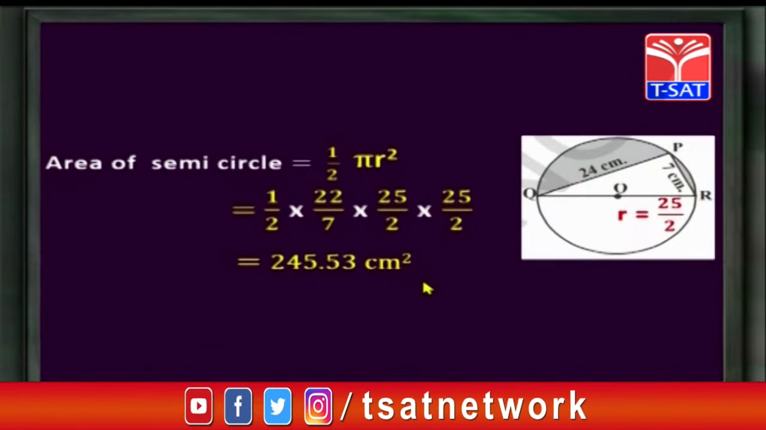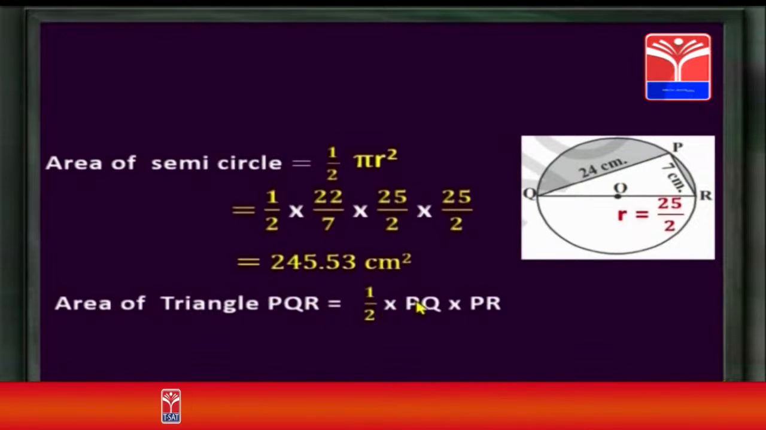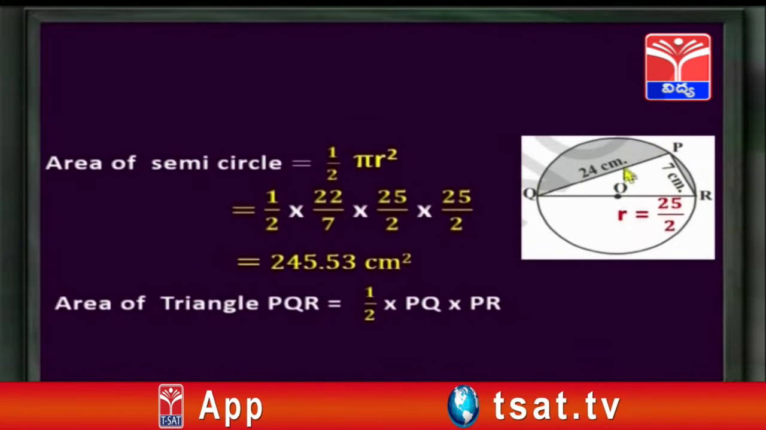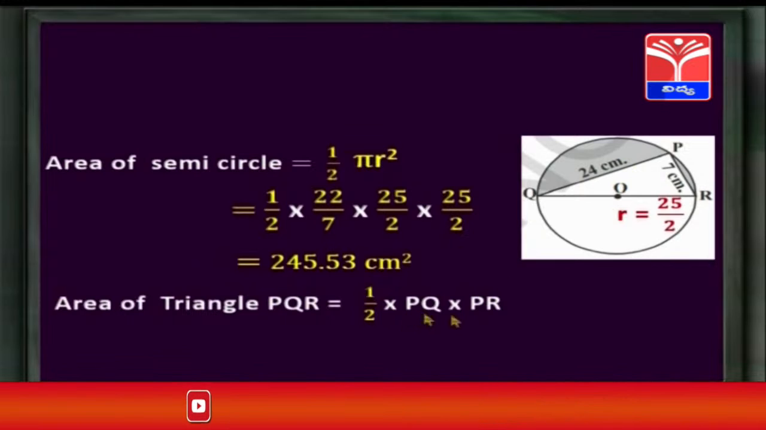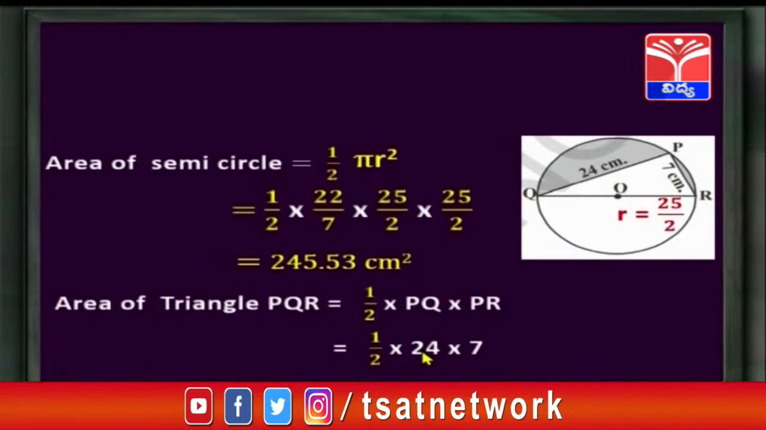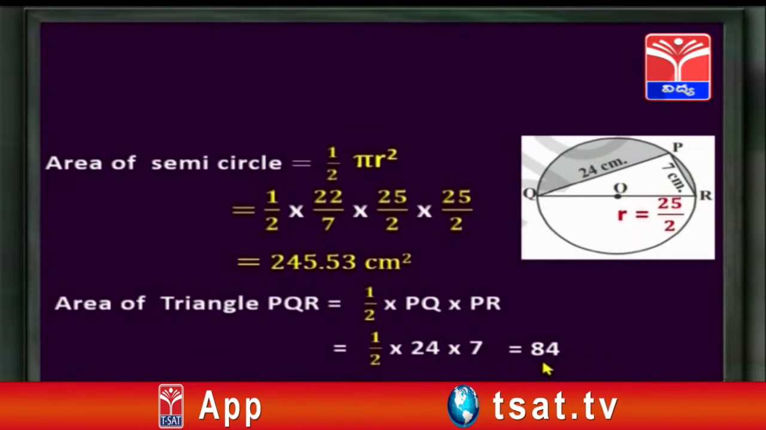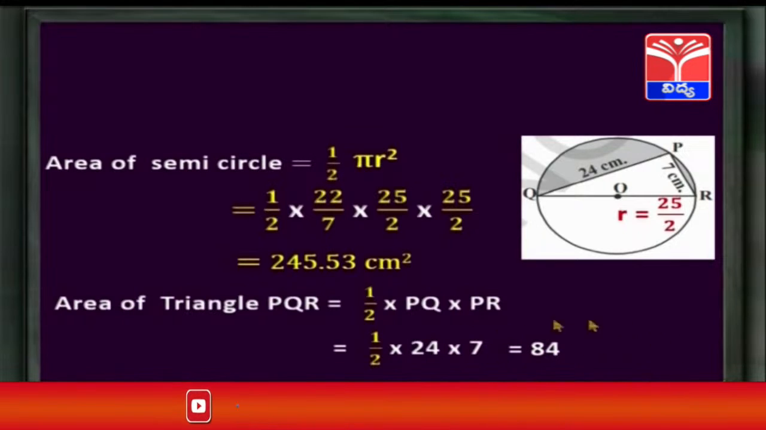Now, we need to find the area of the triangle PQR. Half into base into height. This is a right angle triangle, right? For a right angle triangle we know the formula half into base into height. Here base is PQ and height is PR. We know the values of PQ and PR: half into 24 into 7. 2 12s are 24, so 12 7s are 84. Now, we have the values of the semicircle and also the area of the triangle.